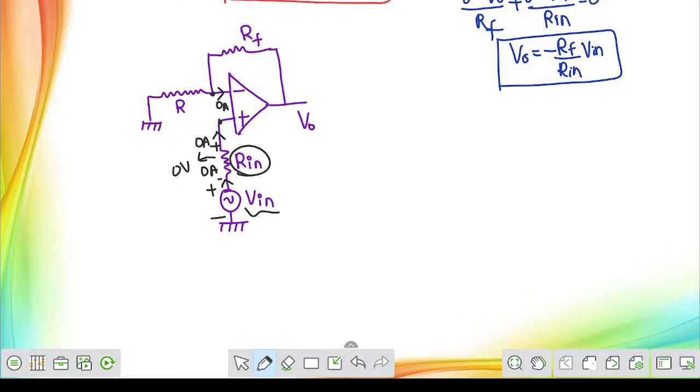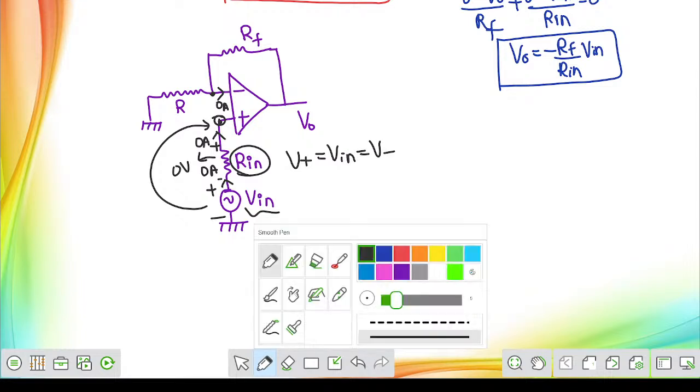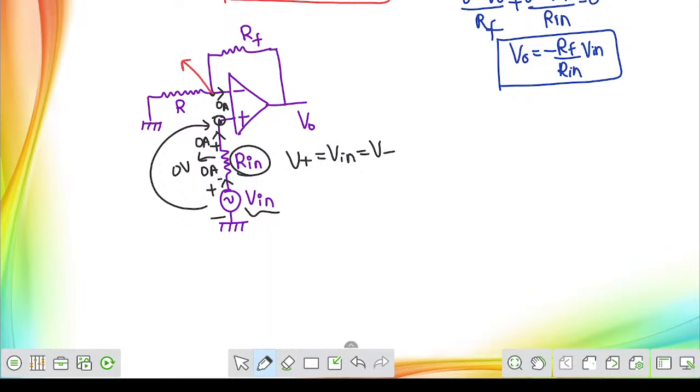Nothing will be dropped across the input resistor. So this total voltage will be reflected across the non-inverting terminal V plus. So the value of V plus will be simply equal to Vn. That is equal to V minus also, because from the concept of virtual grounding, inverting terminal voltage and non-inverting terminal voltage both are equal. Now apply nodal at the same point.